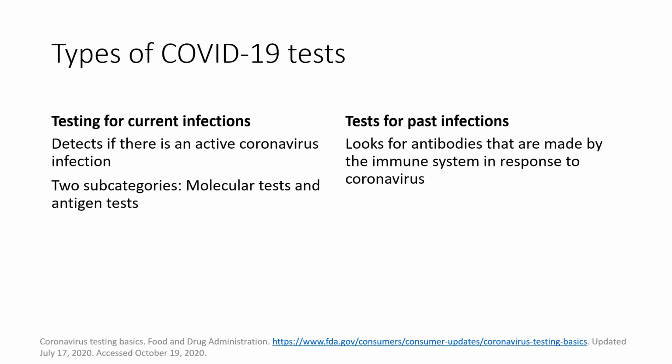There are a variety of tests out there that patients can use, but they boil down to 2 categories. The first category of tests are for identifying current infections. These tests are designed to detect if a person has an active SARS-CoV-2 infection. In this category, there are 2 subcategories of tests called molecular tests and antigen tests. The second category of tests are for identifying past infections. These tests are designed to detect if a person has antibodies developed in response to SARS-CoV-2 infection. We'll take a moment to dive into more detail about each of these tests.